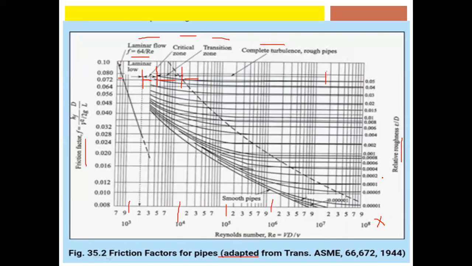From the critical zone, draw a line downwards. Just make the graphs showing like this. Show the graphs in this way.